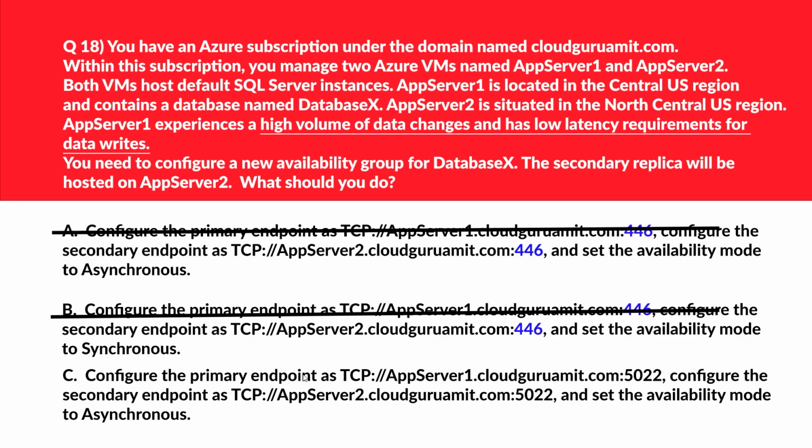We got option C left, and option C uses asynchronous mode, which is recommended for geographic separation. We got two geographies, right? If you look here, Central US and North Central US. Since we got two geographic locations or Azure regions, we need to accommodate the latency and high data change volume, which option C meets. Therefore, let's lock option C as the right answer.